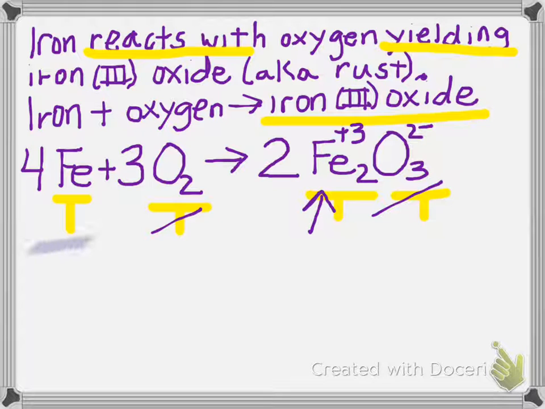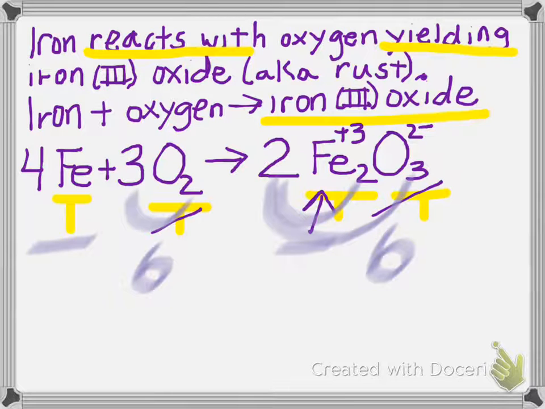So I have 4 irons here. I have 2 times 2, so I have 4 irons here. 3 times 2, I have 6 oxygens here. 2 times 3, I have 6 oxygens here. My equation is now a balanced chemical equation. Now I want to double check. Do I have the lowest whole number ratio of coefficients? 4, 3, 2. Yes, that's the lowest whole number ratio. I can't change that at all, so this is my properly balanced chemical equation.